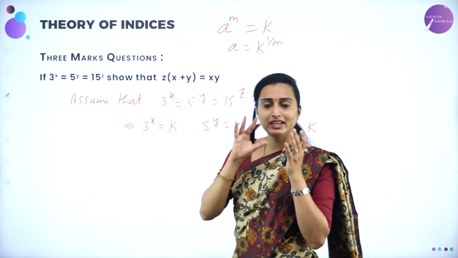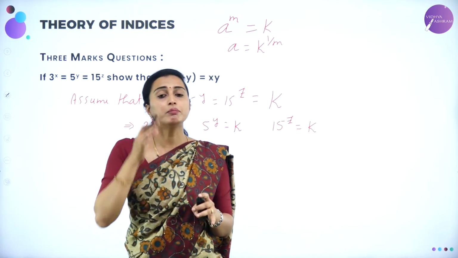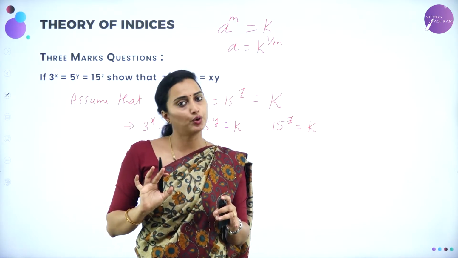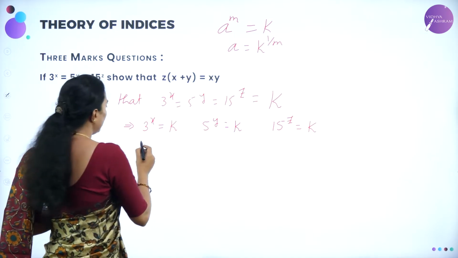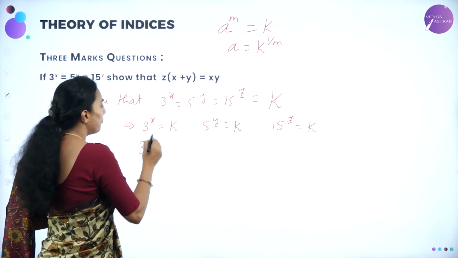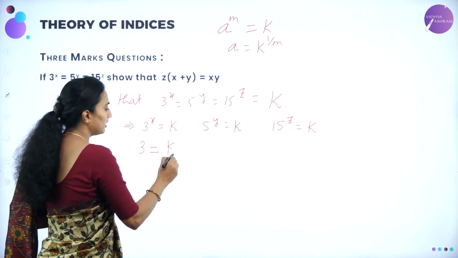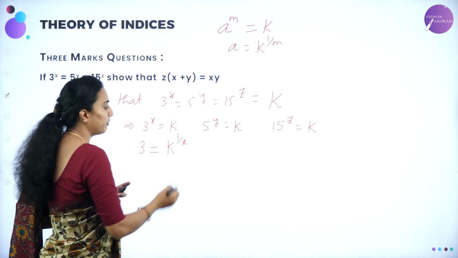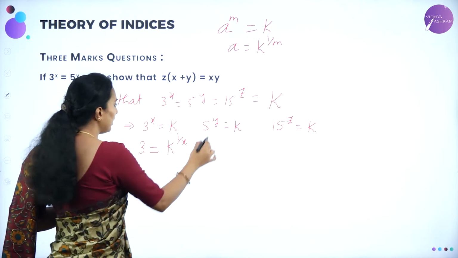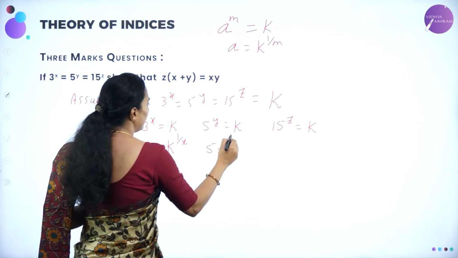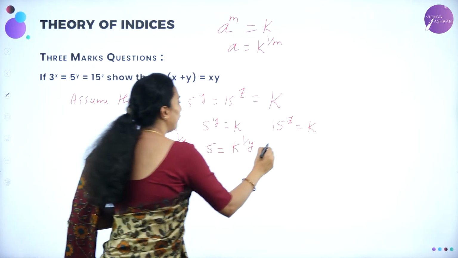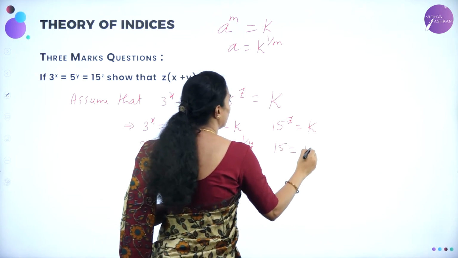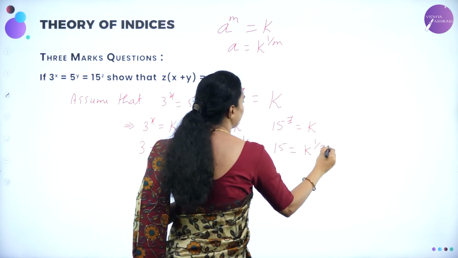Okay. If I take a power to that side, it will become the reciprocal of that power. Got it? That is the formula we are using here. So 3, if I take it as power x and move it to that side, it will become k to the power of 1 by x. Similarly, 5, if I take it to that side, it will become k to the power of 1 by y. 15, I can write as k to the power of 1 by z.